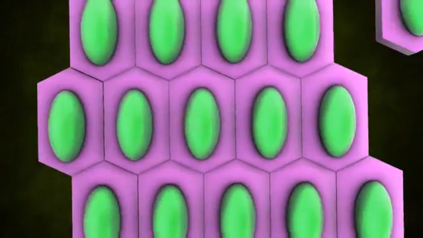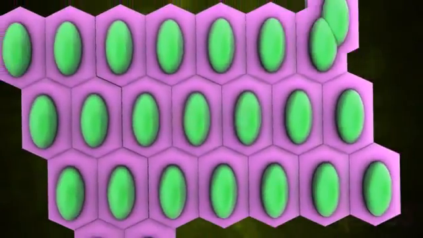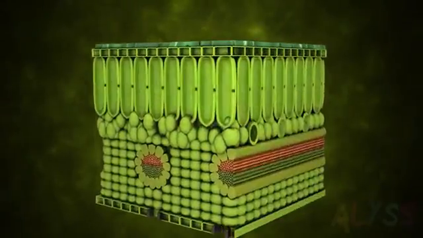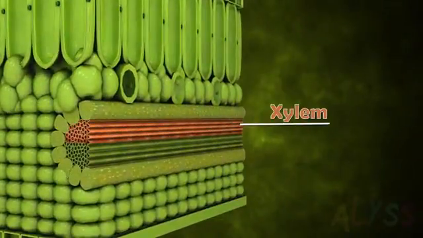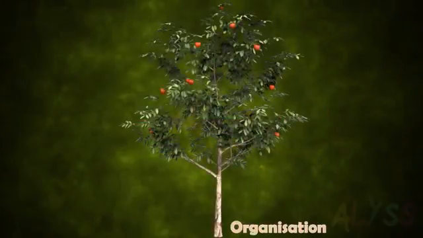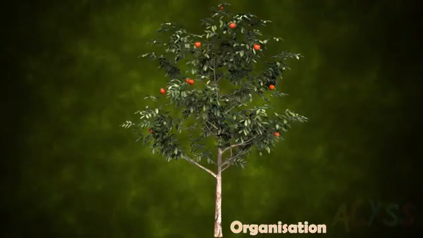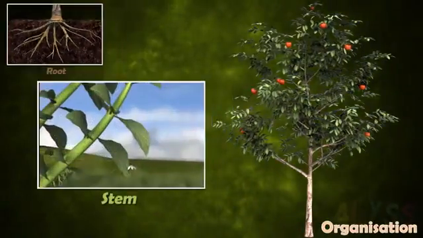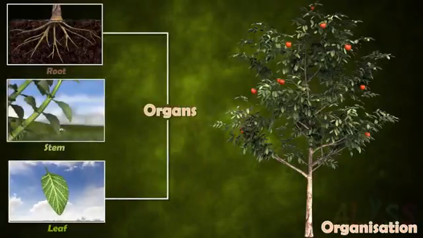In multicellular organisms, similar kinds of cells group in a specific tissue to perform particular functions, which support the efficient functioning of organisms by providing division of labor. Examples are xylem, phloem, etc. The next level of organization forms organs combining different tissues. Examples include root, stem, leaf, etc.